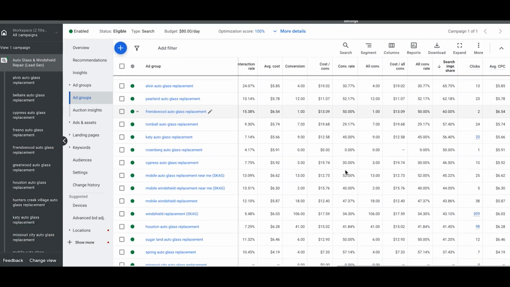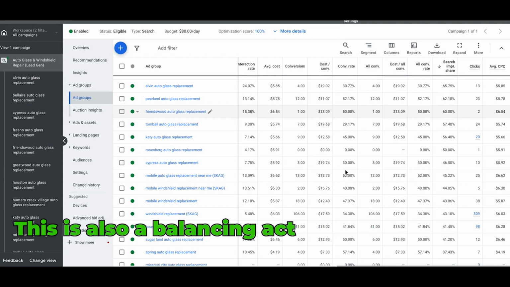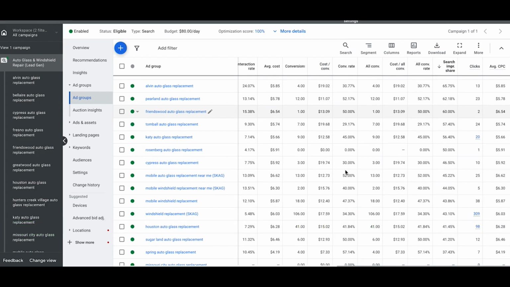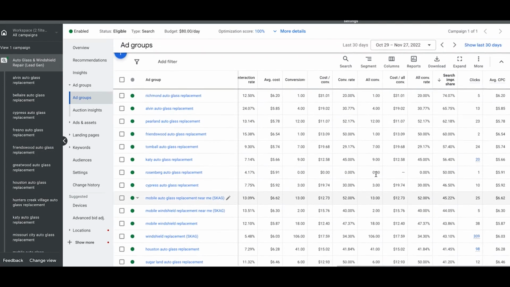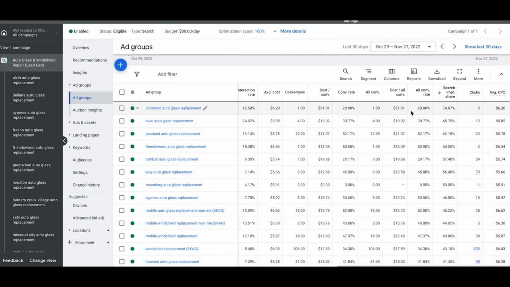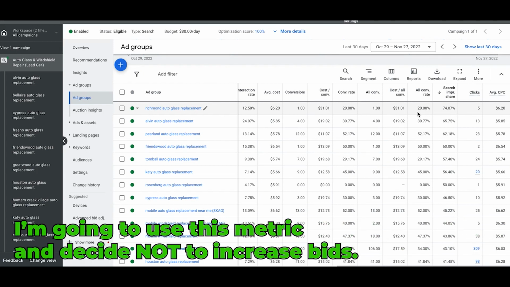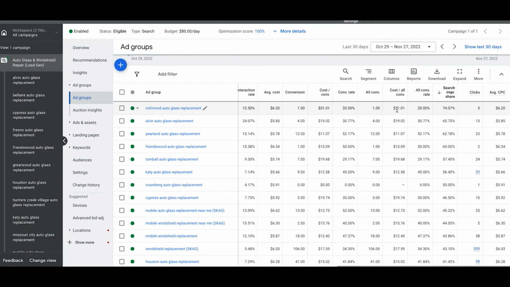So this is a very important metric when it comes to determining if you need to increase your bids to get more. Now, keep in mind, this is also a balancing act. If you're hitting the top limit of what you can do cost per lead wise, like let's say this ad group has a 74% impression share. So I know we can bid and get more leads and more traffic from these keywords. But my cost per lead is $31. That's just way out. This campaign's got to be around $20 a lead. That's way out of where I need to be. So I'm going to use this metric. I'm going to decide, no, I'm not going to increase bids or anything like that for this ad group, because it's not affordable.